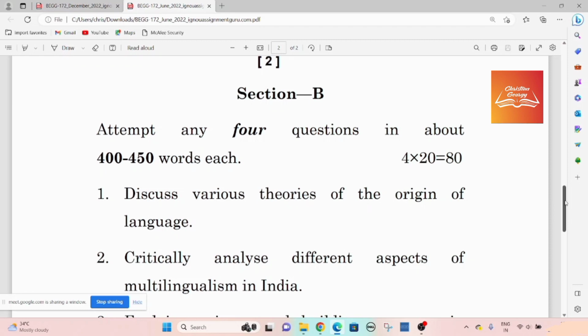So the next question is to critically analyze different aspects of multilingualism in India. You all know that multilingualism refers to the ability of a person or a population to speak more than 2 languages. In India, we are all aware that we speak many languages. So this falls under block 1, unit 4. You could see specific explanation under section 4.4. Nevertheless, you need to have an idea or a brief overview of the entire unit with respect to this short essay.